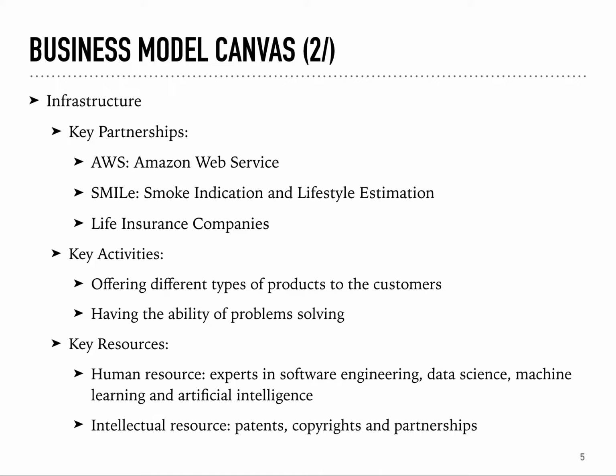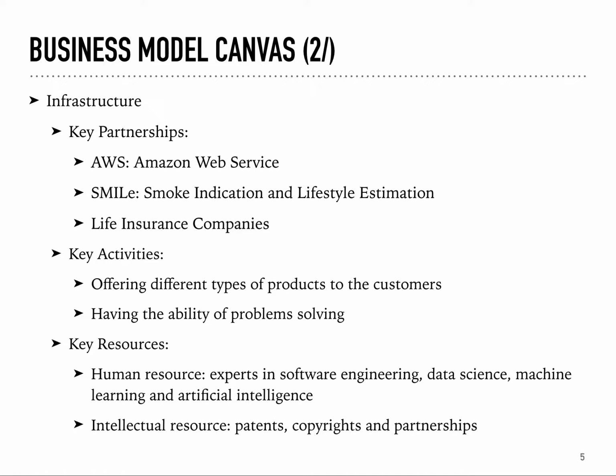The second ones are key activities. First of all, the company should be able to offer different types of products to the customers. For example, they currently offer life sciences and sensory analytics tools with many functions, including face age recognition, healthy life expectation, BMI calculation, makeup detection, and so on.